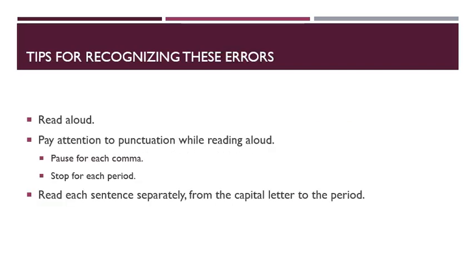Here are some tips for recognizing these major errors. First, read your sentences aloud. As you read, pay attention to the punctuation. When you see a comma, give a quick pause before you continue the sentence. When you see a period, stop before you read the next sentence. This way, you're reading from the capital letter at the beginning of the sentence to the period at the end. Read all the way to the period before stopping.